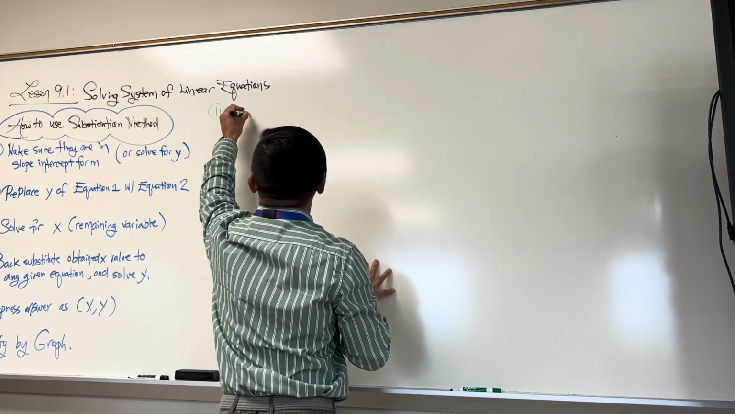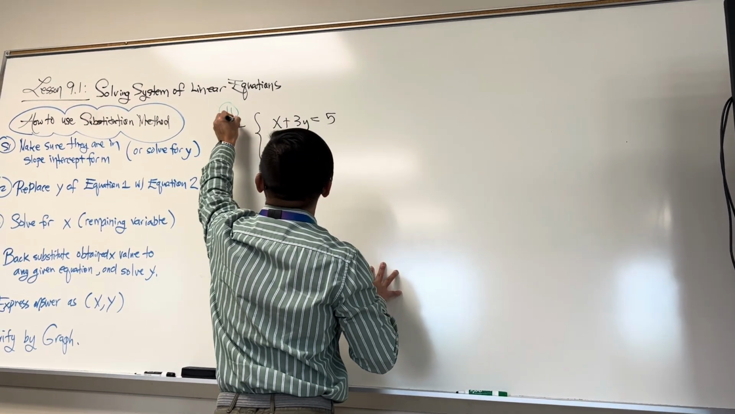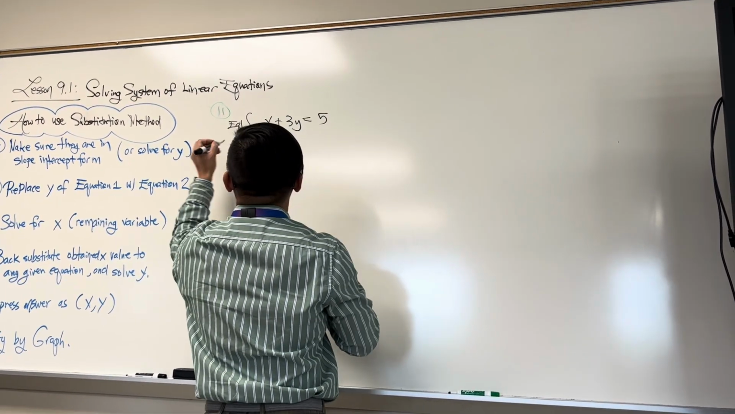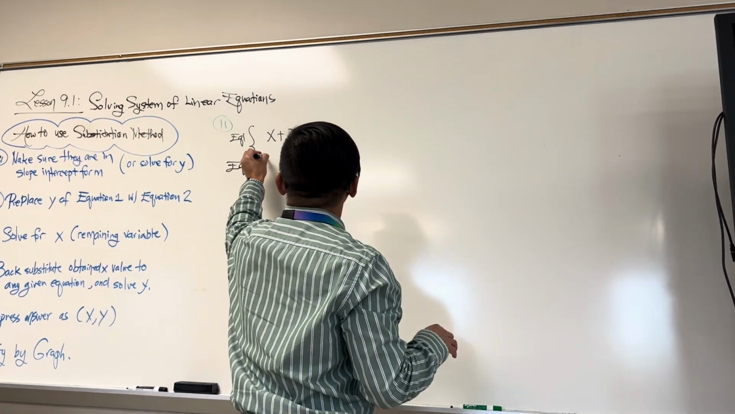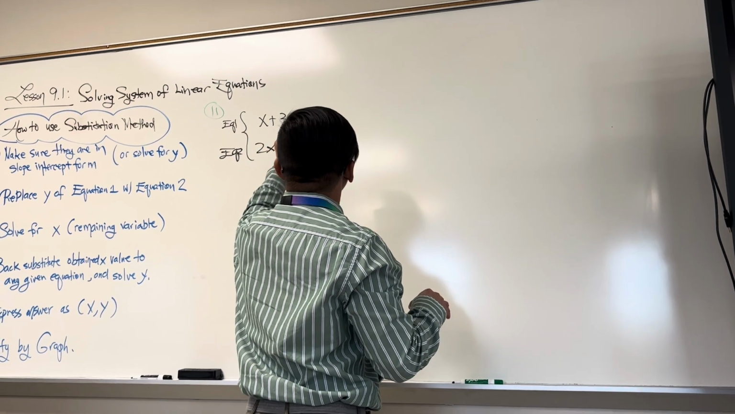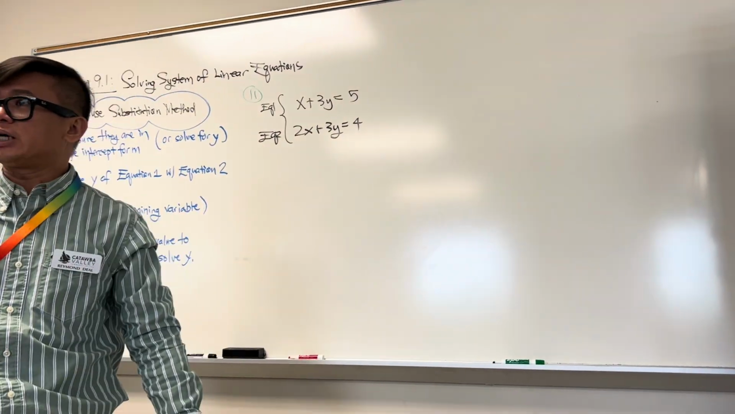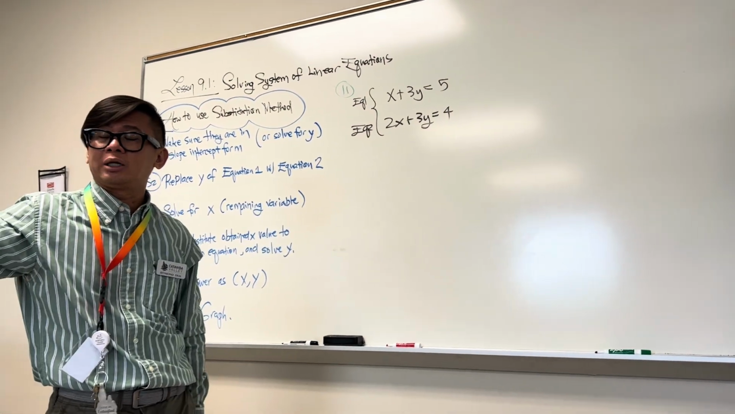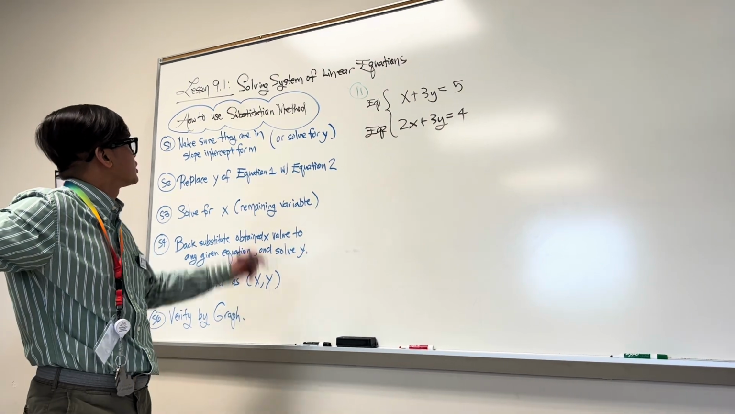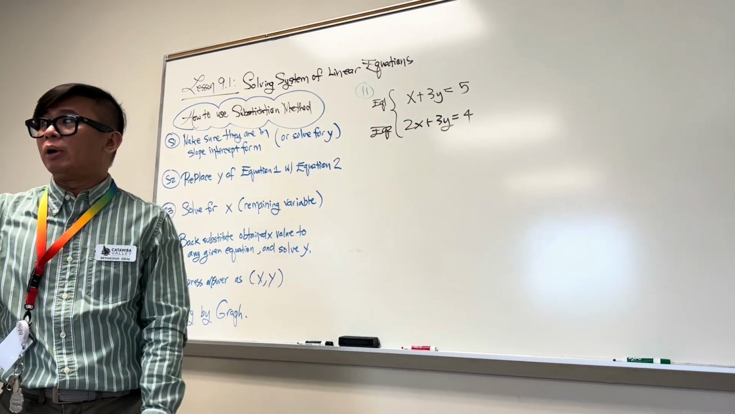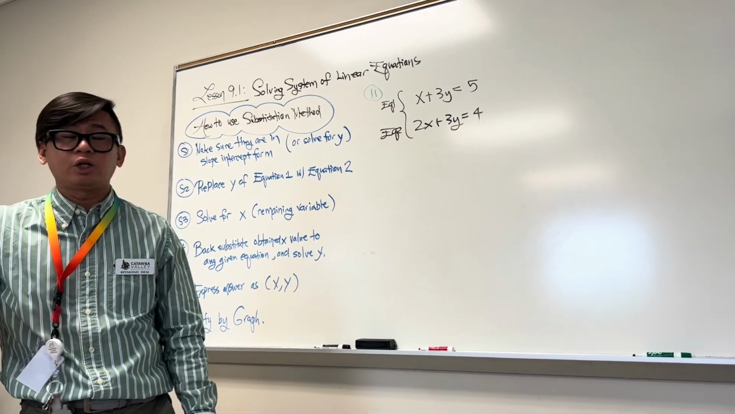we have equation 1 as follows: x plus 3y is equal to 5. Let's call it equation 1. And the other one, equation 2, is 2x plus 3y is equal to 4. Good, so we have the first equation on top, and the second equation below. We cannot do the substitution method right away because we want to make them both in the y equals mx plus b form first.